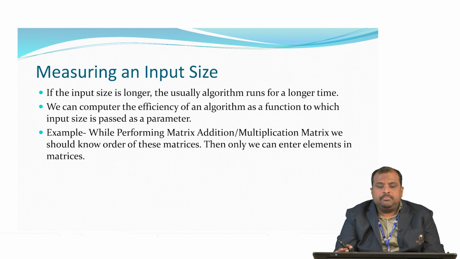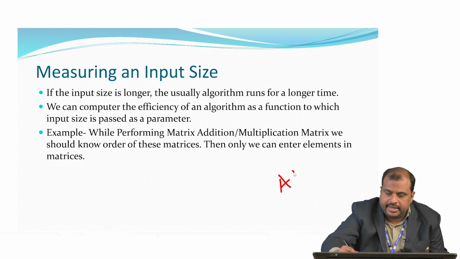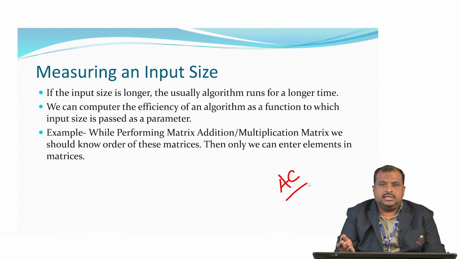For example, if the input size is longer, then usually the algorithm runs for a longer time. If the input size is longer, that will be the average case. If the input increases, automatically the running time of an algorithm will increase. We can compute the efficiency of an algorithm to which input is passed as a parameter.